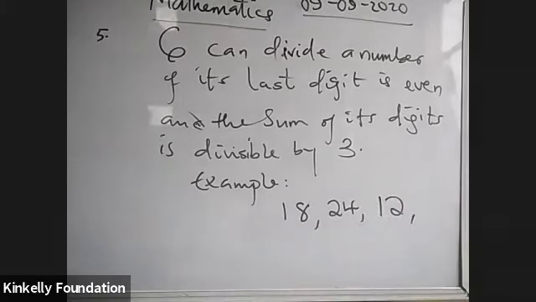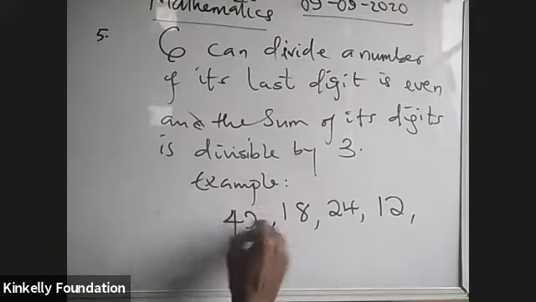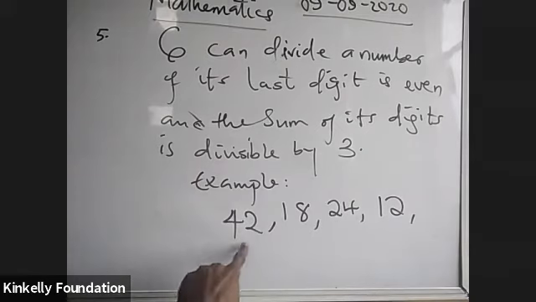Let's go to 3-digit numbers. Uncle, 20. Kevin, what do you want to say? 20 cannot be divided by 3 because the sum of that number is 2. Yes? Uncle, 42. Correct. 42 can be divided by 2 and 3 because the sum of these is 6.